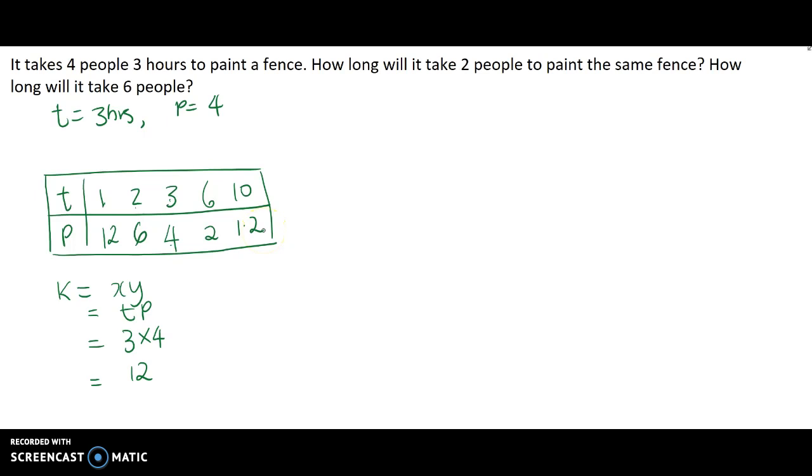Okay, so let's look at the questions. How long will it take 2 people to paint the same fence? So 2 people, how long will it take? 6 hours. Now to show that, what you can do is rewrite from here. So let's start from there. k is equal to x times y, or that is equal to t times p.